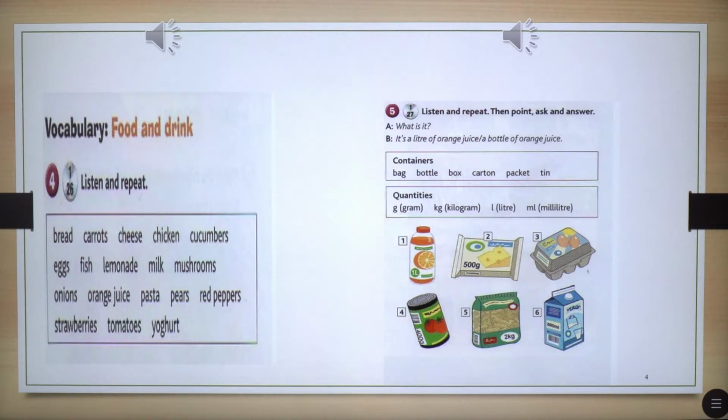Bread, carrots, cheese, chicken, cucumbers, eggs, fish, lemonade, milk, mushrooms, onions, orange juice, pasta, pears, red peppers, strawberries, tomatoes, yogurt.